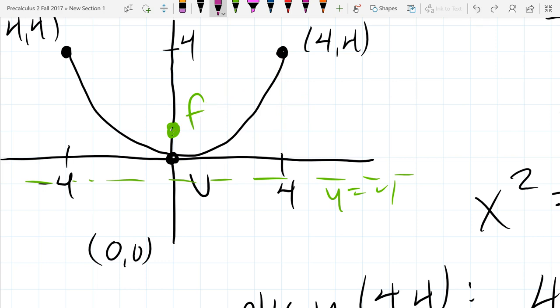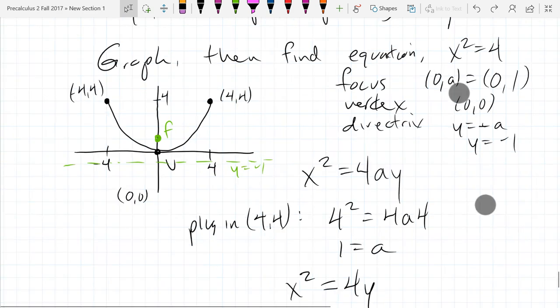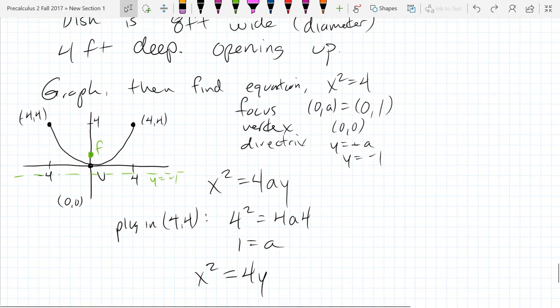That's the last parabola problem we're going to do. And we're going to move into ellipses now.